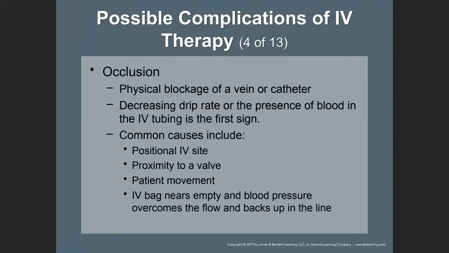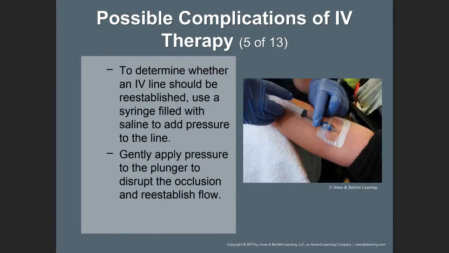Occlusion. This is physical blockage of a vein or catheter, which causes decreasing drip rate or the presence of blood in the IV tubing. And this would be the first sign that you look for. So there's going to be a decreasing drip rate or the presence of blood in the IV tubing. Common causes include the positional IV site, proximity to a valve, patient movement, IV bag nears empty, and blood pressure overcomes the flow and backs up in the line.